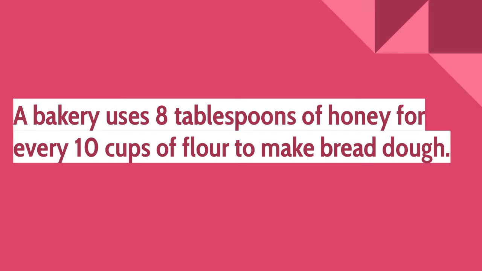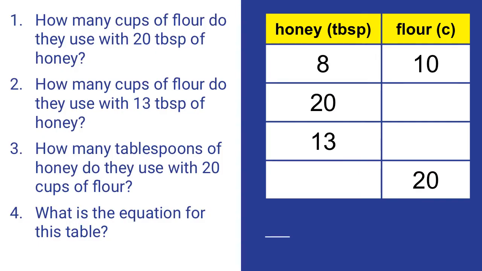So we have this problem. A bakery uses 8 tablespoons of honey for every 10 cups of flour to make bread dough. So we have a table set up. How many cups of flour do they use with 20 tablespoons of honey? How many cups of flour do they use with 13 tablespoons of honey? How many tablespoons of honey do they use with 20 cups of flour? What is the equation for this table?